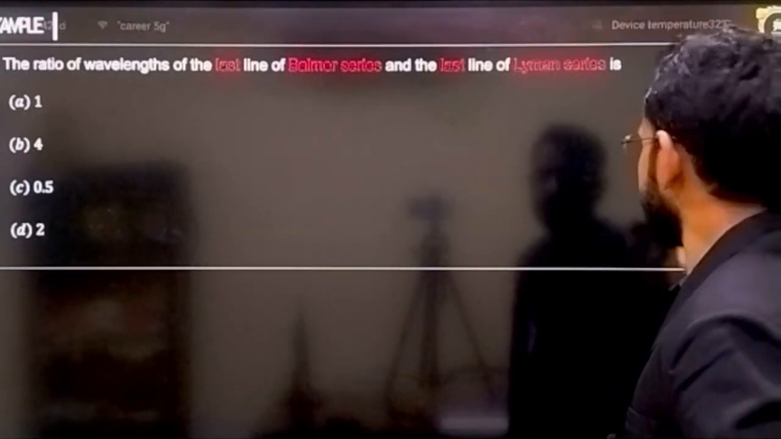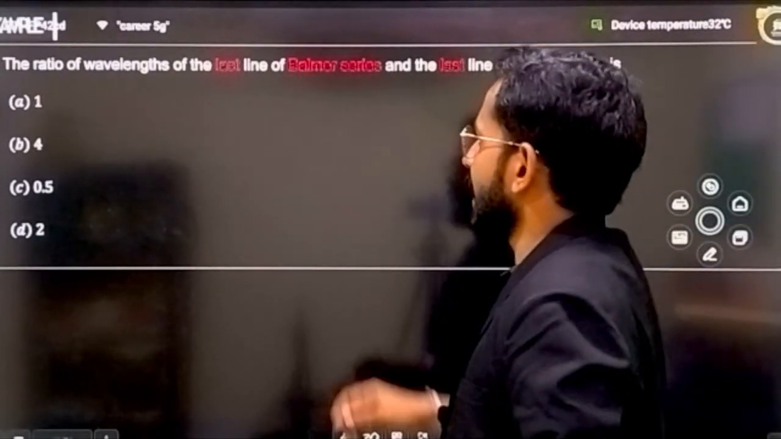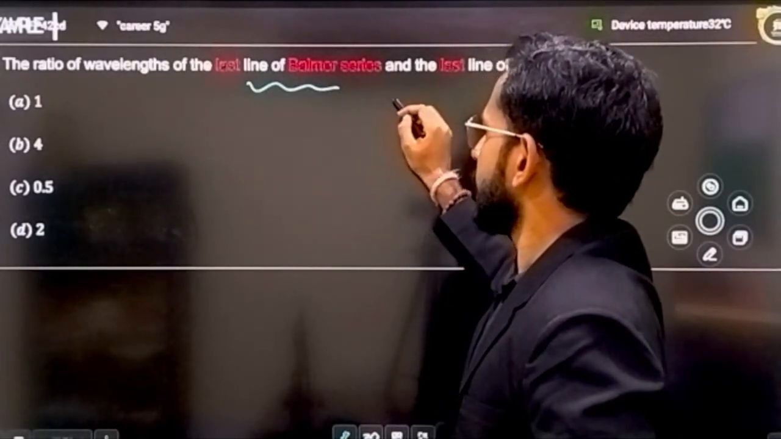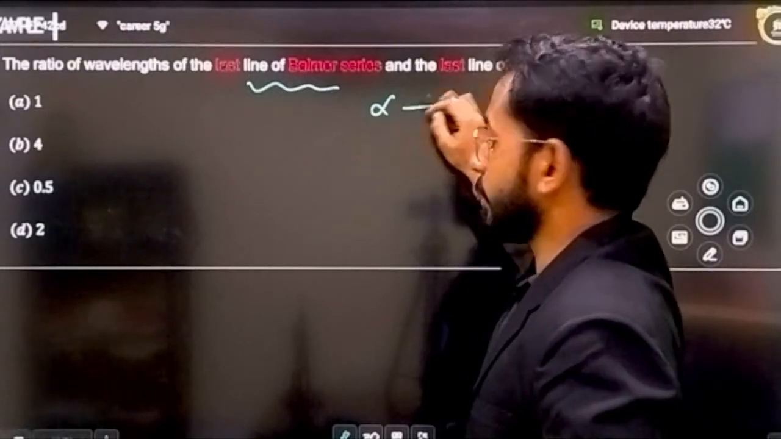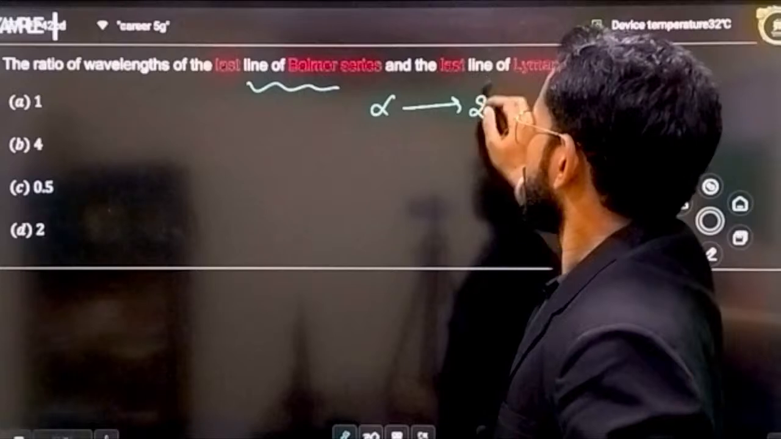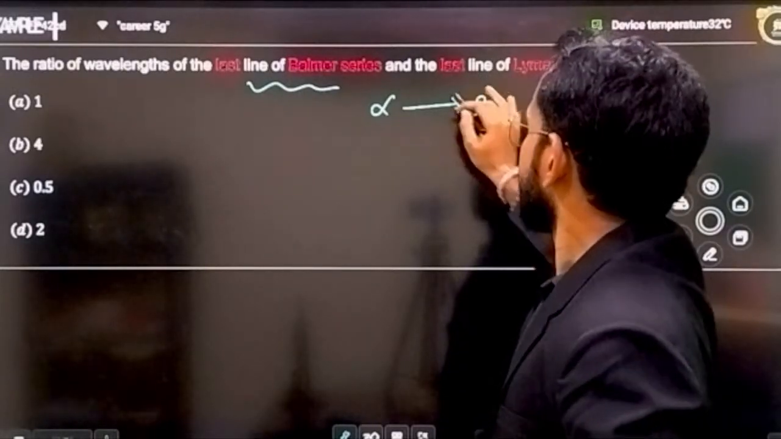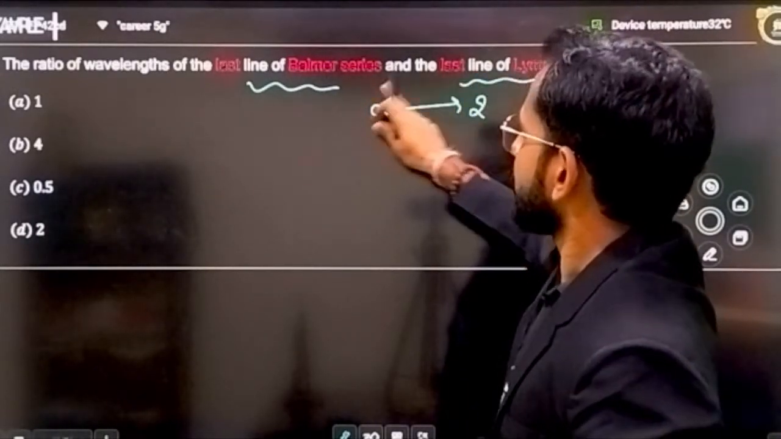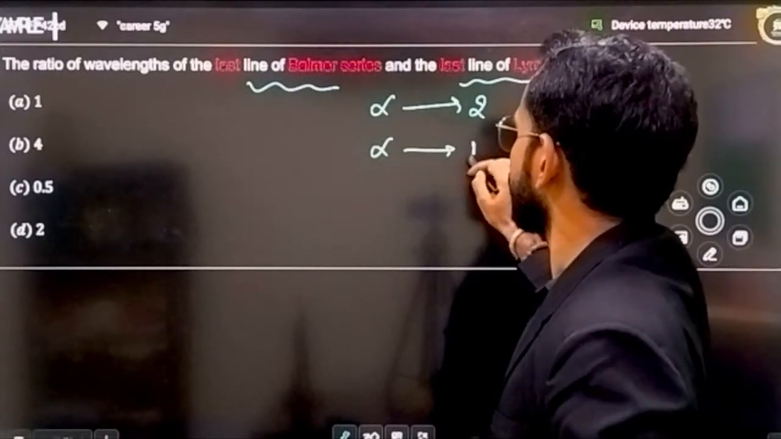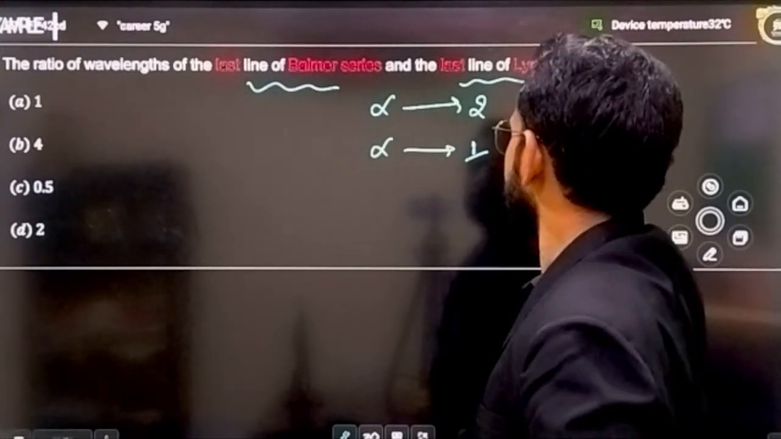Calculate this one. The ratio of wavelength of the last line of Balmer series and the last line of Paschen series. What is the last line of Balmer series? The last line of Balmer series is from infinite, and the final destination for Balmer series, what I've told you, is 2. Let's suppose this is lambda 1. And the last line of Paschen series is infinite to 1. It is very simple. Let's suppose it is lambda 2.